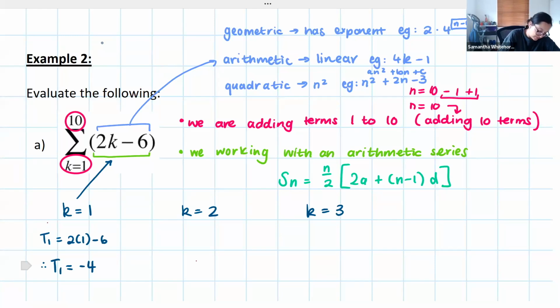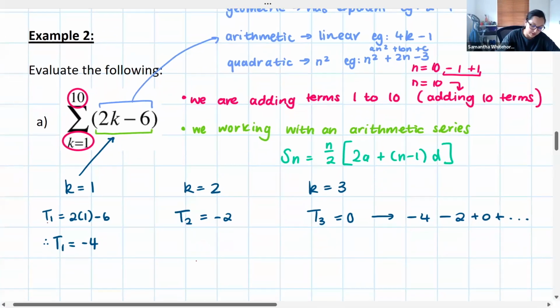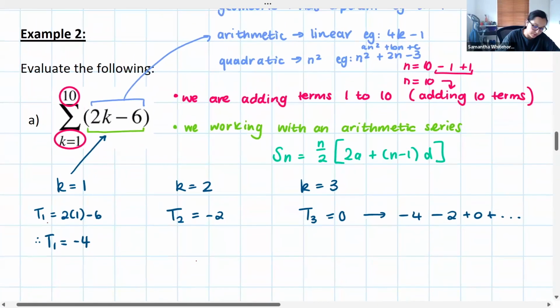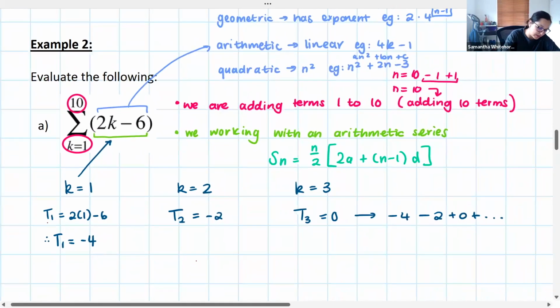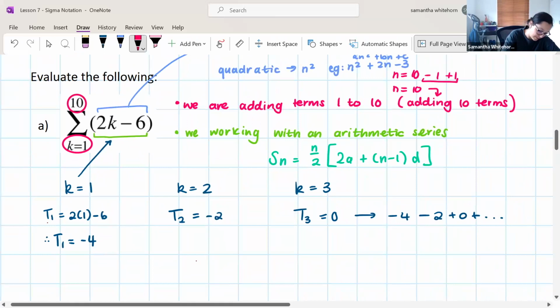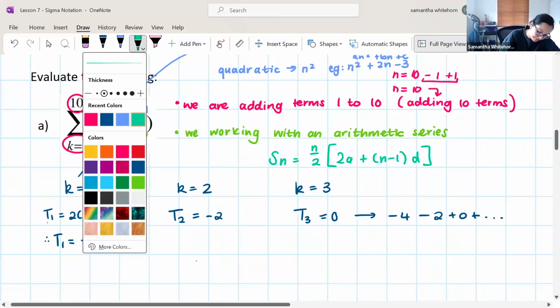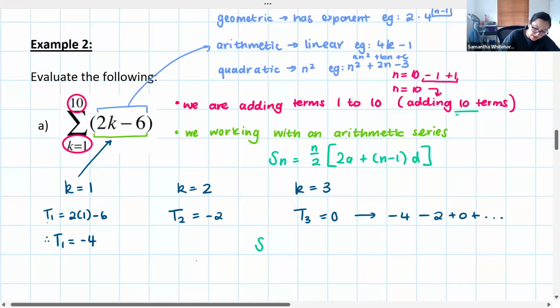Right, so guys, what you can hopefully see is that term 1 is -4, term 2 is -2, term 3 is 0. So we have our series that we can now write out as a series, and we know what we're working with. Now that we have this information, we can go and substitute into our sum formula. So your sum formula is there for you in that turquoisey color. Okay, I can grab my turquoise back.